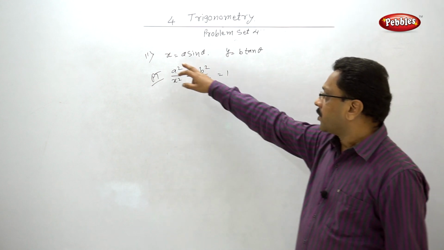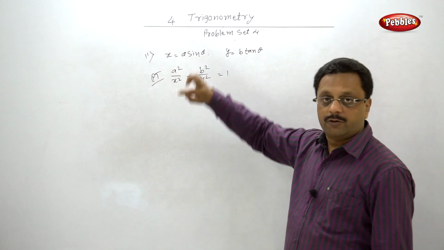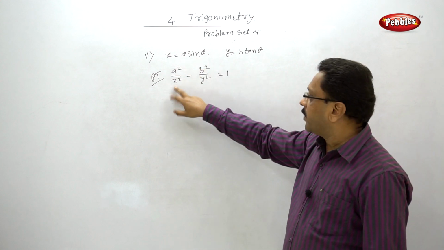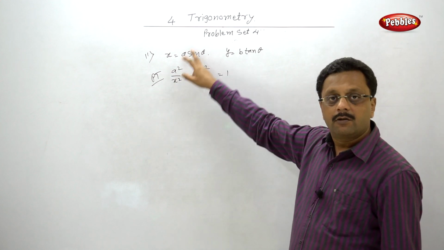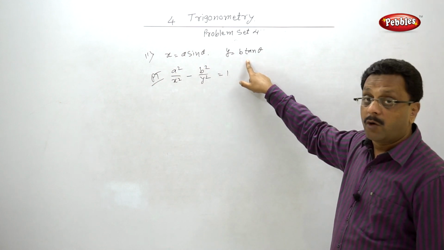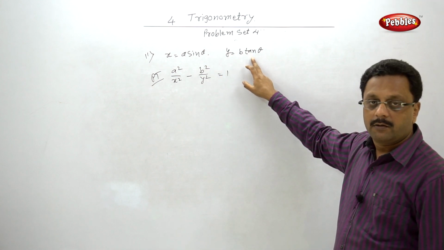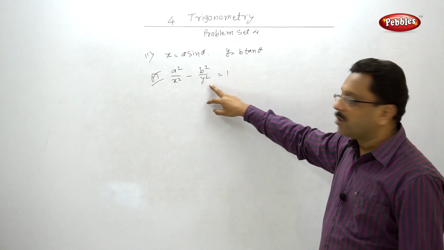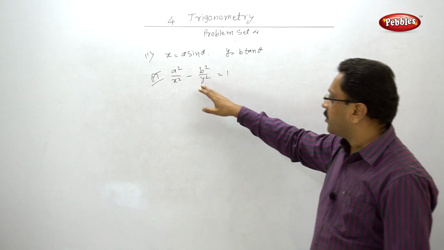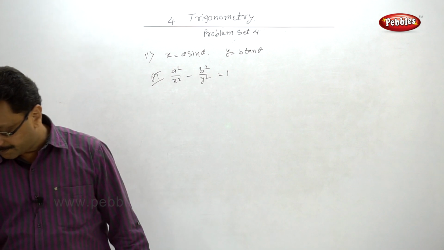Let me explain again. Here x upon a is sine theta, correct? But we want a upon x, so invertendo. So we have a upon x is cosec theta. Squaring both the sides, a square upon x square is cosec square theta. Here y upon b is tan theta. But what we want here is b upon y, so reverse it. It will be cot theta. And square, so b square upon y square is cot square theta. And cosec square minus cot square equal to 1. Simple. Let us solve the next example.